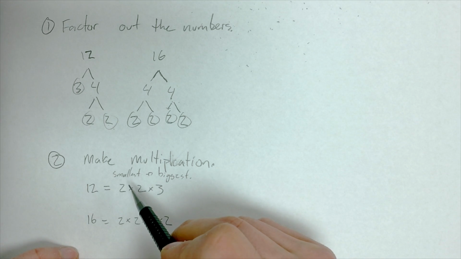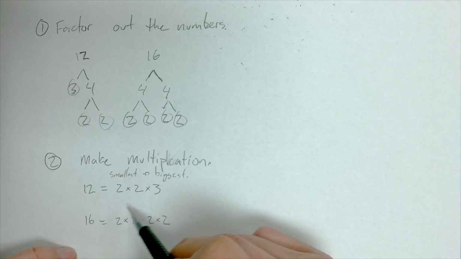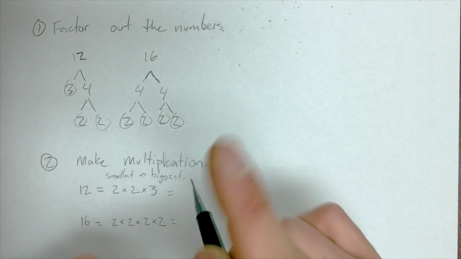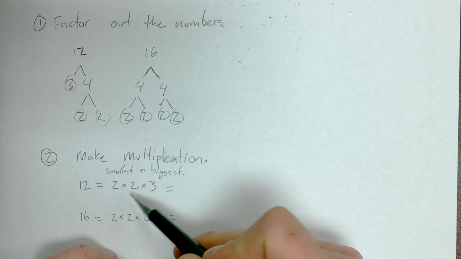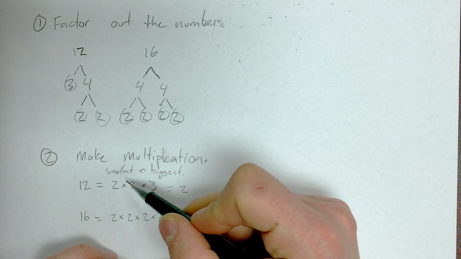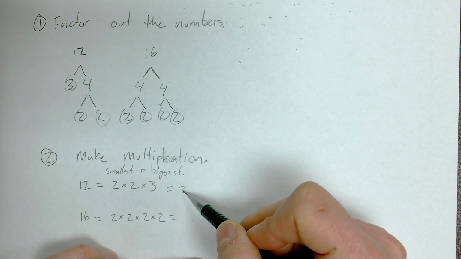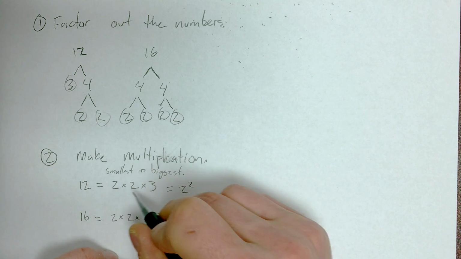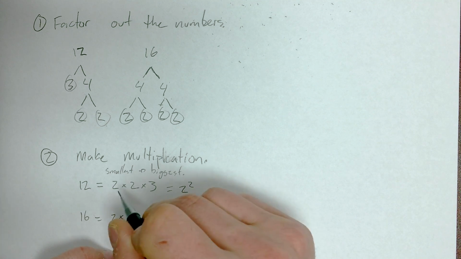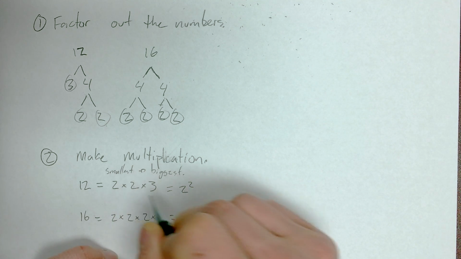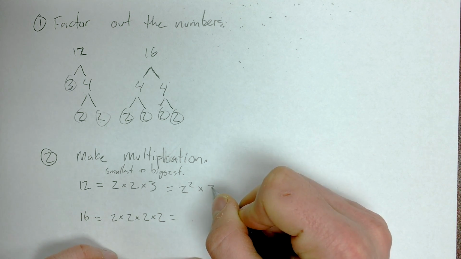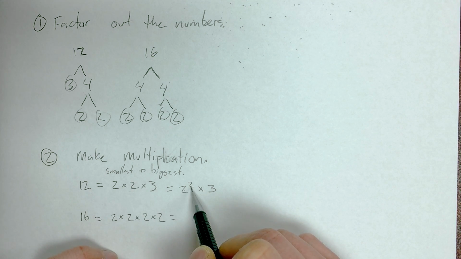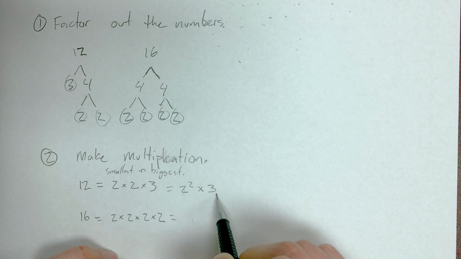All right, now, when we have repeating numbers like this, we can smash them together to be one number. Okay, so there are 2 2's right here. So we can say 2 multiplied by 2, or we can say 2 squared. There are two 2's multiplied together. So I just smashed those 2's together, and I said 2 multiplied by itself twice, or 2 squared times 3.